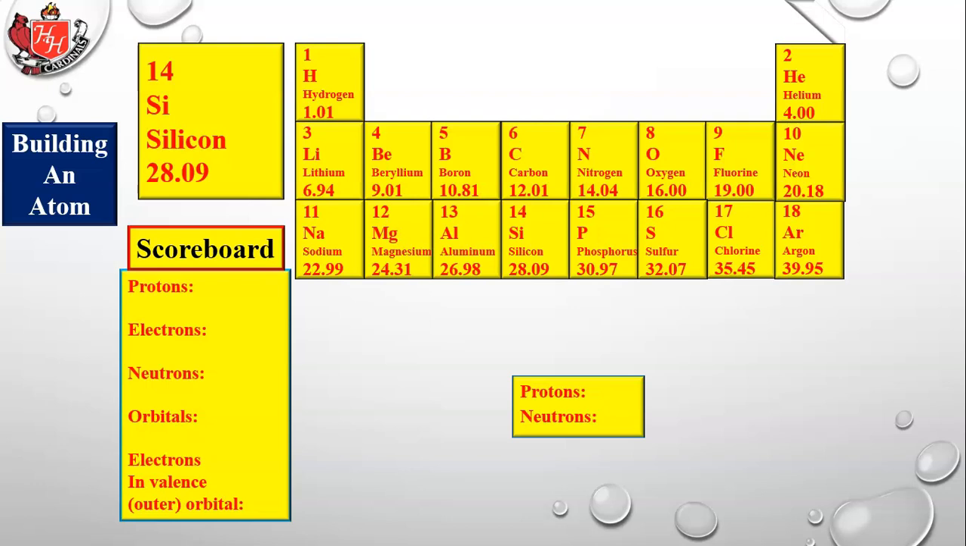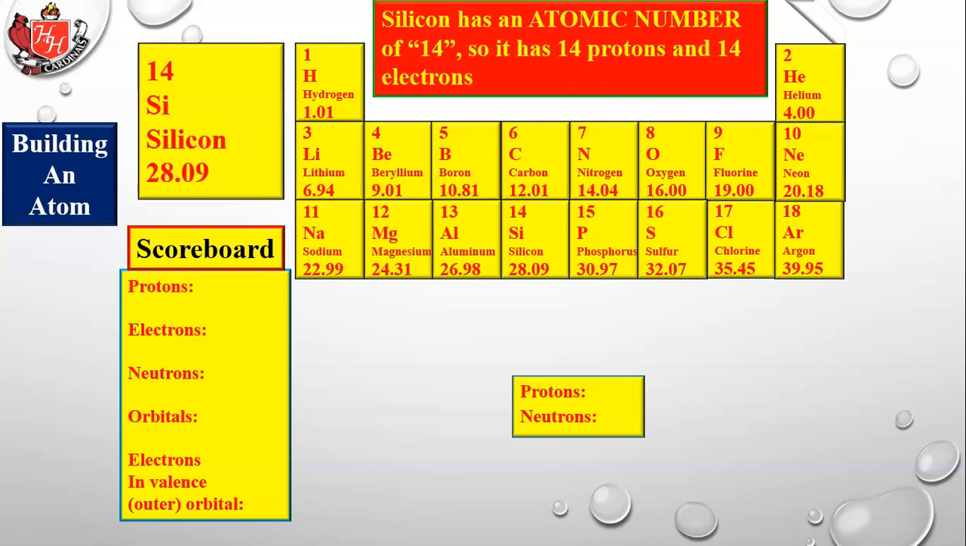Okay, so here we go. So you see silicon, it's in the third row there, and it's the 4th element from the left. I've closed the gap where the transition metals are just to save space. Silicon has an atomic number of 14, so it has 14 protons and 14 electrons.